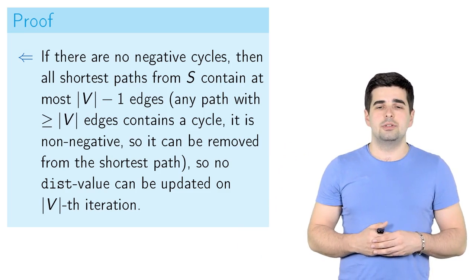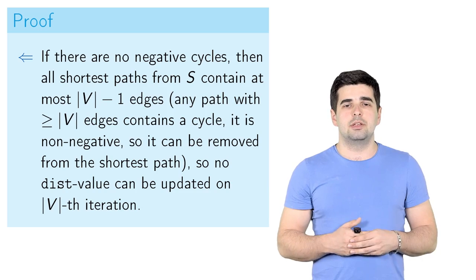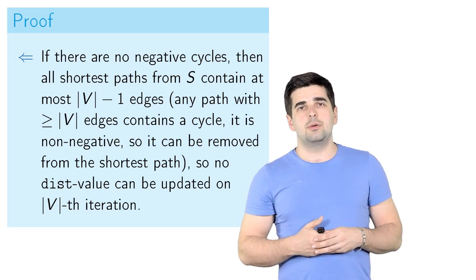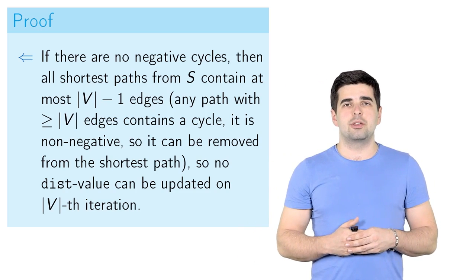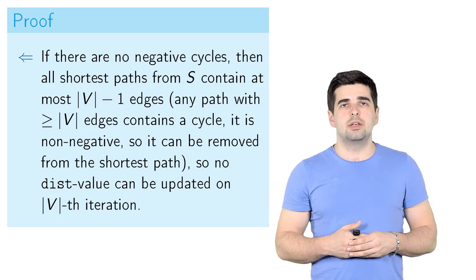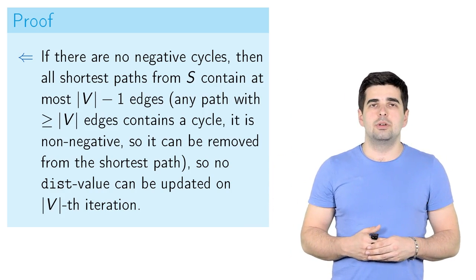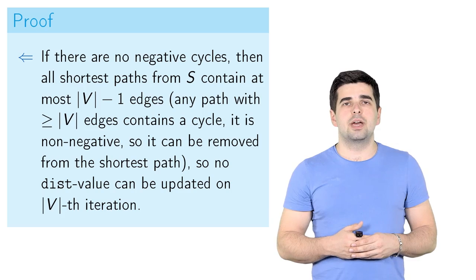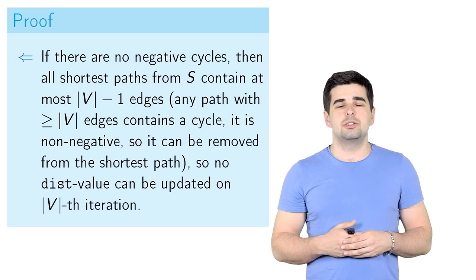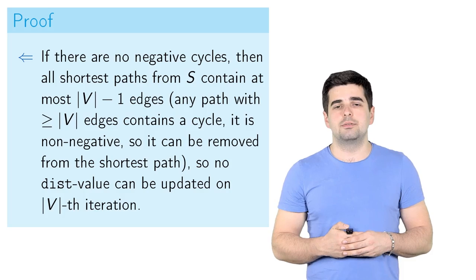So, no dist value can actually be updated on iteration number v, because we already found the optimal shortest path length with paths that contain at most v-1 edges, and we cannot improve anything after that. So this is a contradiction with the fact that the last iteration actually relaxes some edge, and so if it does, then there is a negative cycle in the graph.